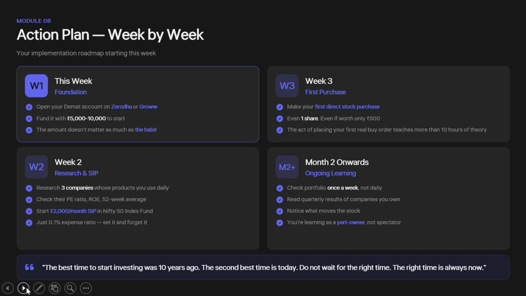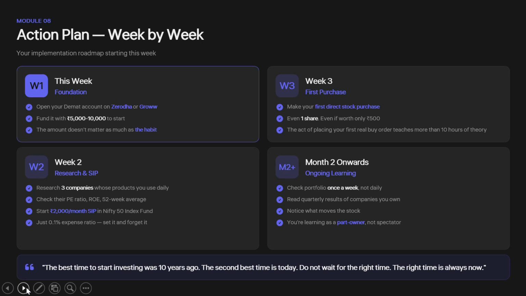In week 3, make your first direct stock purchase, even one share, even if it is worth only 500 rupees. The act of placing your first real buy order and watching it execute will teach you more than 10 hours of theory.